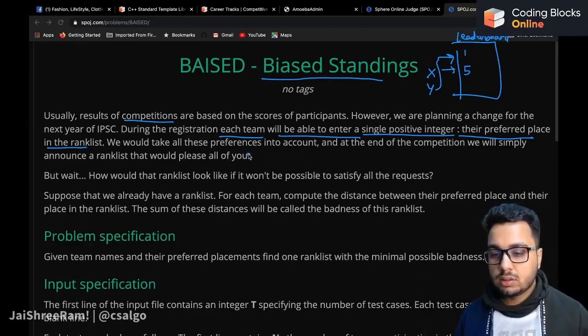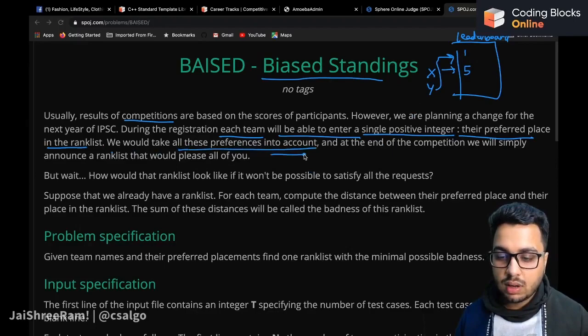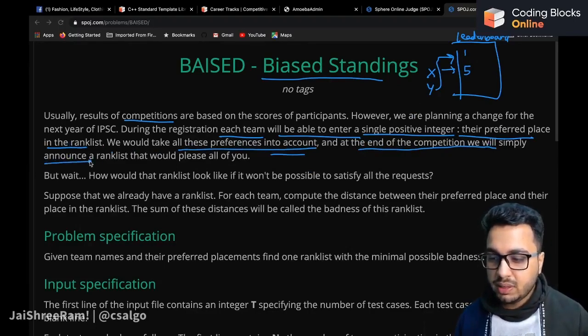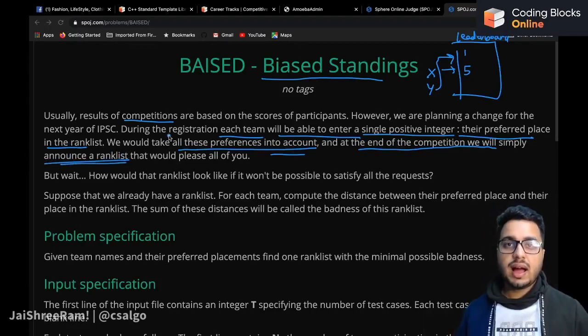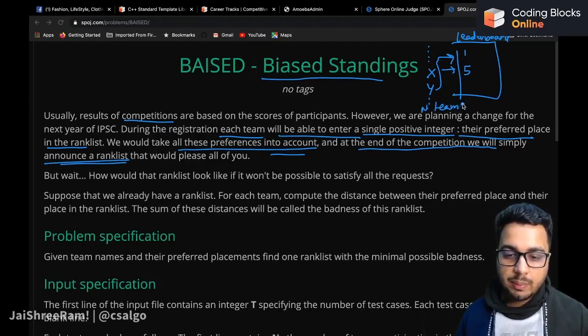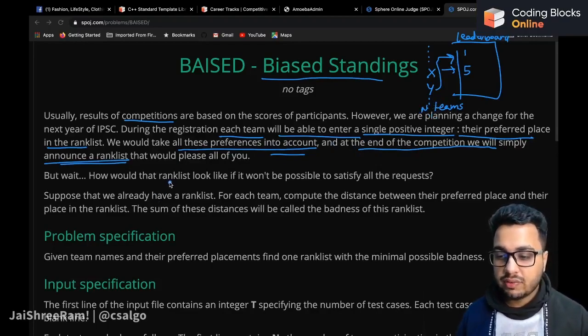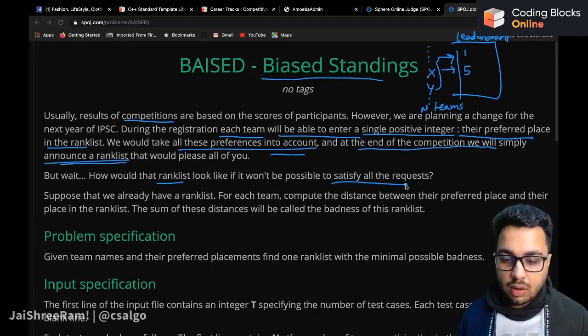Okay, so you have to take all these preferences into account, and at the end of the competition you have to simply announce a rank list. So we actually have to create a rank list of these teams. There are n number of teams, and depending upon their preferences in the rank list, we have to satisfy all of the requests.